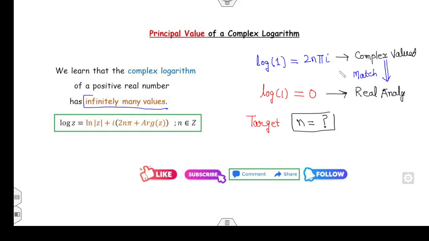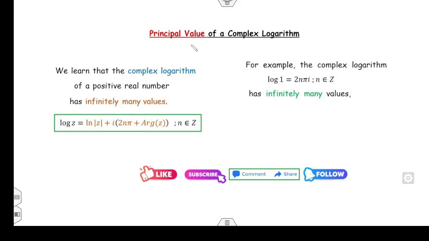क्या आपको यहां से n कहां बिलोंग करता है? z के अंदर. क्या इस z में आप कोई एक ऐसा n चूज कर सकते हो जिससे कि ये वाला आंसर जो है 2nπi is equal to 0 हो जाए? तो yes, you can choose n is equal to 0 because 0 is the part of the z. तो जैसे ही आप n की वैल्यू 0 लोगे तो आपका log of 1 0 बन जाएगा. That means the result matches with the real analysis. Fine. So that is the principal value.